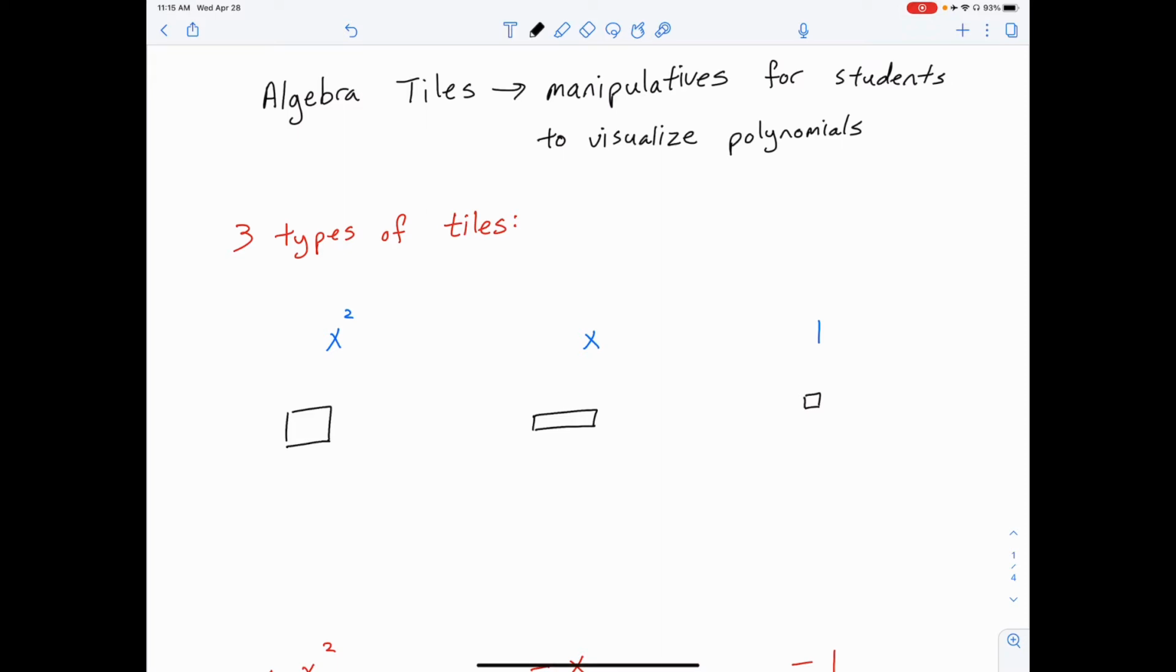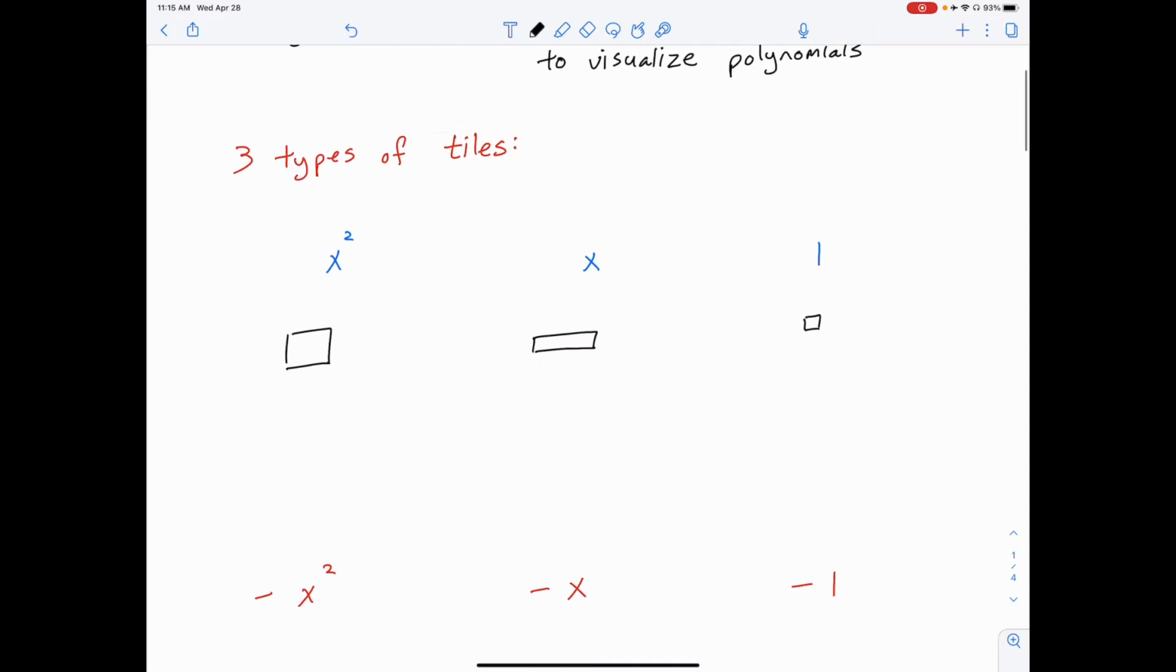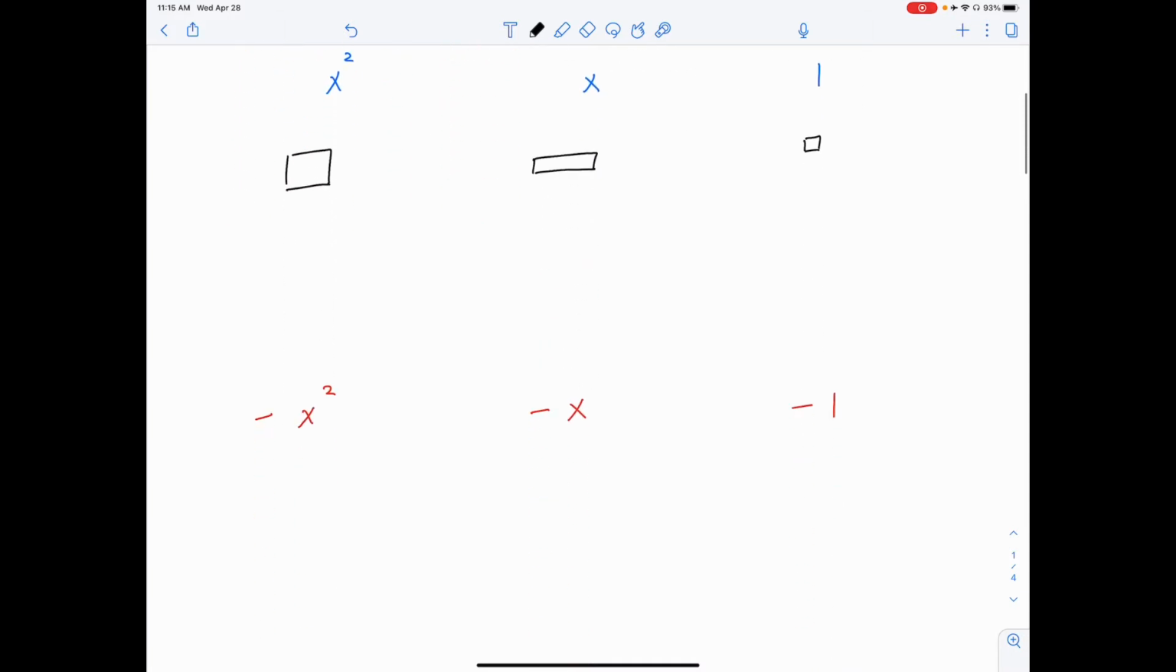Now with polynomials, we also have their negative versions. For the negative versions, they're basically the same thing, except we color them in, or shade them in. So our negative x squared is still the square, but we are going to color it in. For the negative x, it's again the rectangular bar, but we're just going to color it in. And for the negative 1, it's the little square, and again, we're just going to color it in.